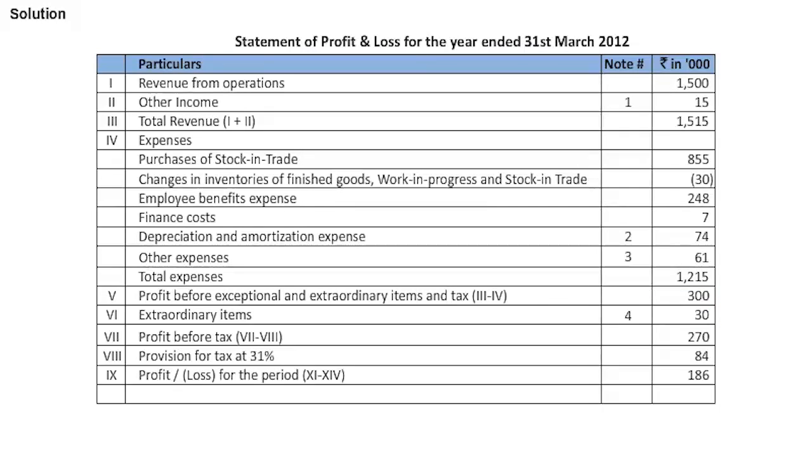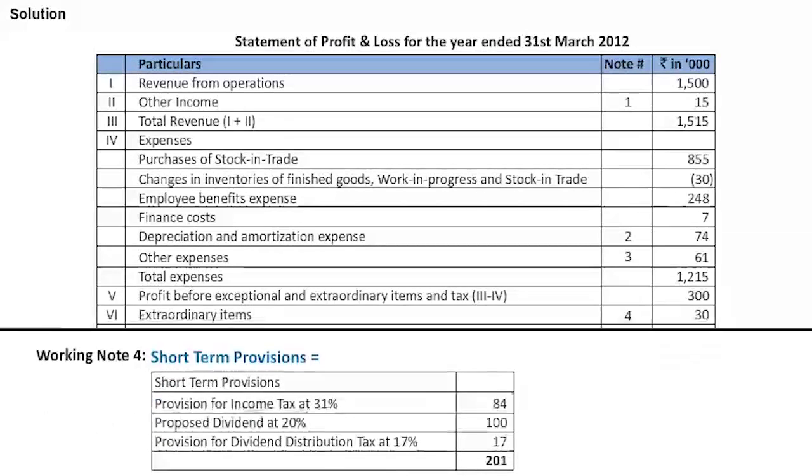300 minus 30. Now you will make a provision for tax. 31% is basically the provision for tax. 270, 31%, 83.7. So that is rounded off to 84. So provision for income tax 84. So your profit after tax, 270 minus 84, that is 186. Now this 84 provision for tax will be part of your short term provisions. Provision for taxation 84. Okay.